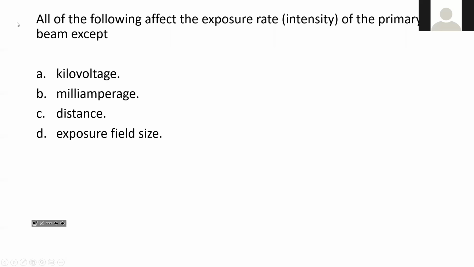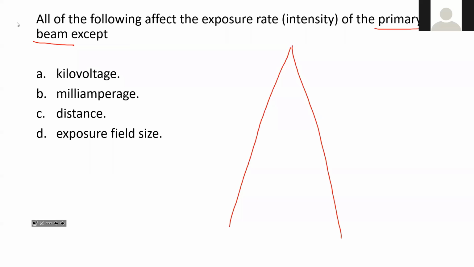Okay, so number one here, all of the following affect the exposure rate or intensity of the primary beam, except. If I increase or decrease kVp, does it change any of the intensity? Yes. If I change mAs? Yes. If I change the size of my exposure field? Mm-hmm. So the answer here, and the key words, primary beam. If we have the primary beam here and here, we would have 1,000 photons, arbitrary number again, in both places. So SID does not have an effect on that. Now, if it said intensity of the IR exposure, then it would have an effect on it, right?